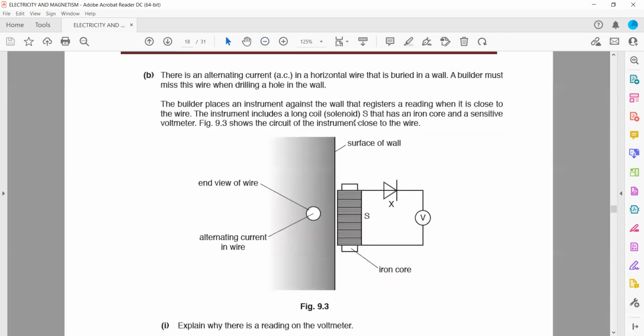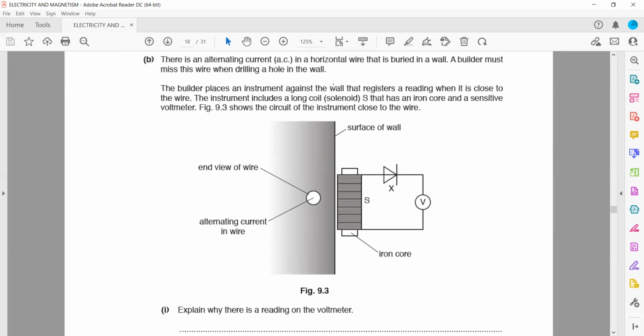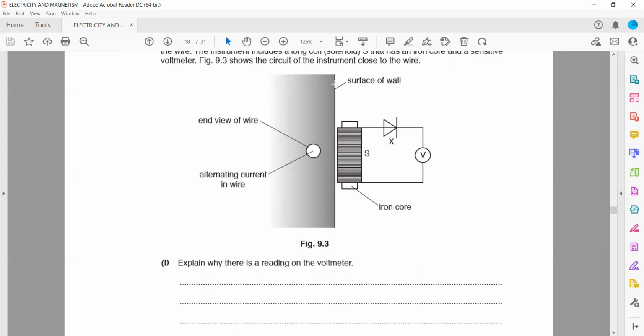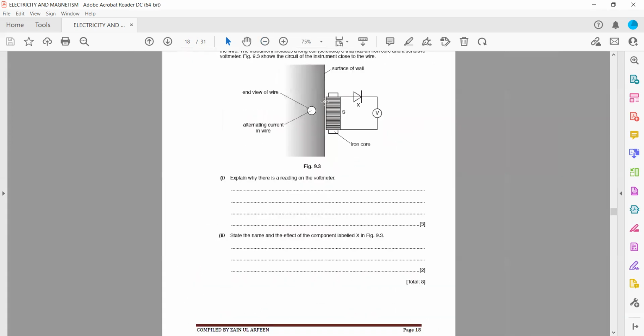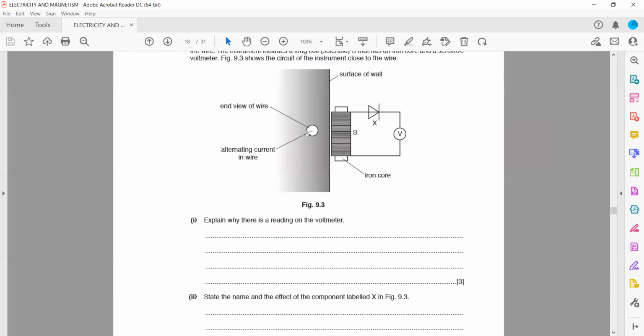Then there is an alternating current in a horizontal wire, buried in a wall. The builder must miss the wire when drilling a hole in the wall. A builder places an instrument against the wall that registers a reading when it is close. The instrument includes a long coil or solenoid with an iron core and a sensitive voltmeter. Figure 9.3 shows the circuit of the instrument close to a wire. Why is there a reading on the voltmeter?